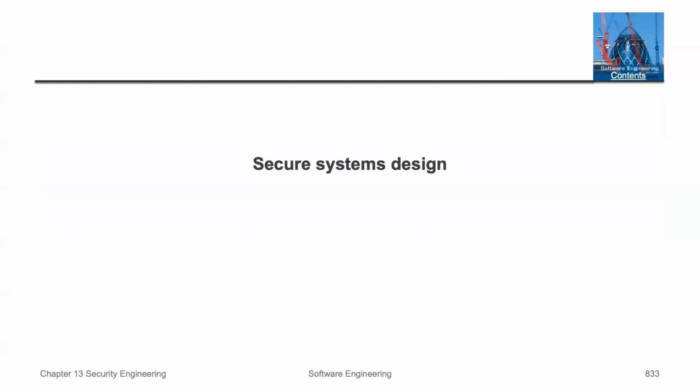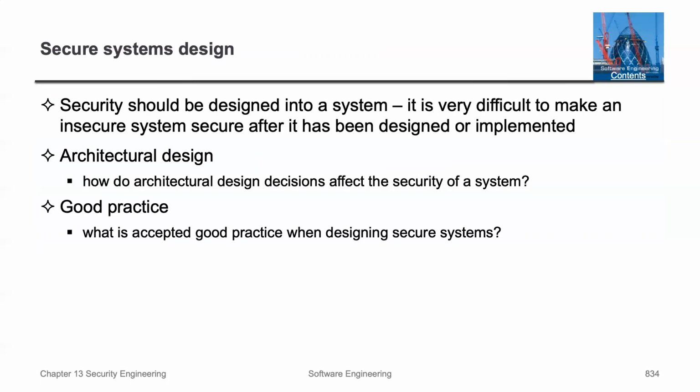So what about secure systems design? Security should be designed into a system. It's very difficult to make an insecure system secure after it has been designed or implemented. So this gets into the architectural design. How do architectural design decisions affect the security of a system? And with good practices, what is accepted good practice when designing a secure system?